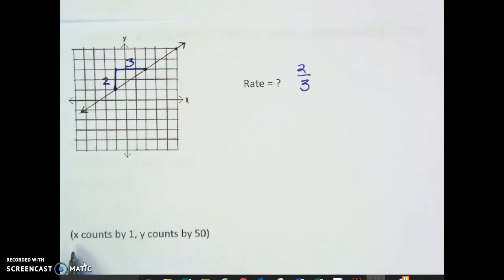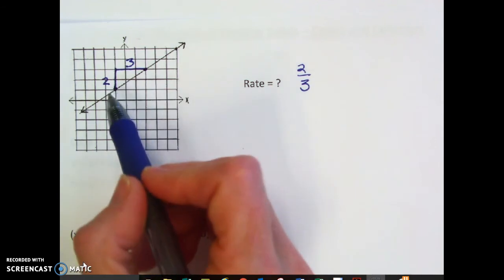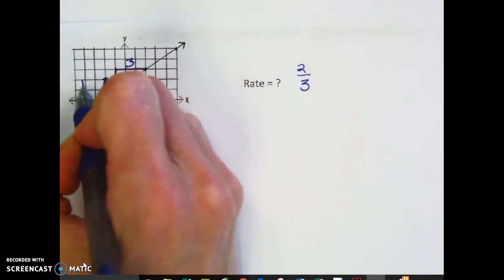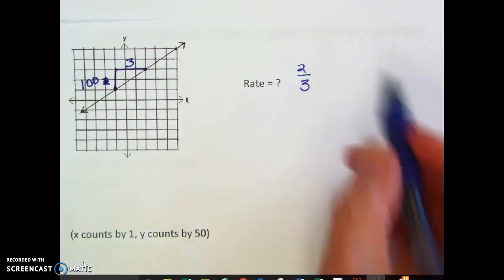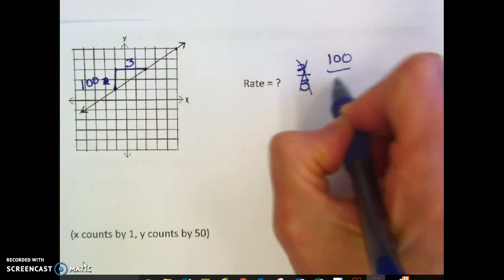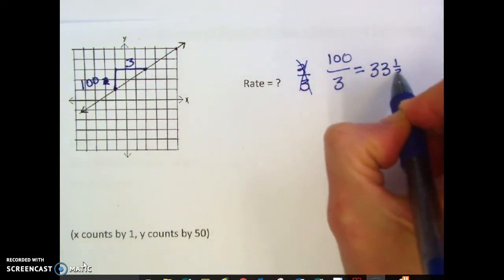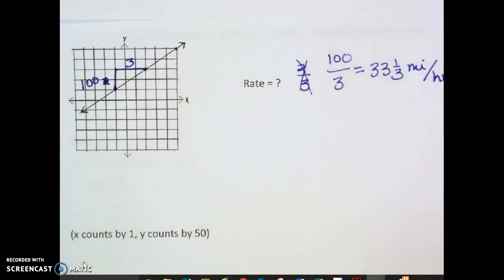So if I clarify and say the x direction is counting by 1 and the y direction is counting by 50, that's going to change things a little bit. Now instead of 2 here, I'm going to have 50 and 50, or 100 here, and my x's I'm still counting by 1, so that will still be 3. That's going to change my rate to 100 over 3, which is 33 1/3 miles per hour. So that changes it a little bit, making it more comparable to the other two, or the other three. So remember, the first one we got 40, the second one we got 45, the third one we got 50, and now we have 33 1/3.